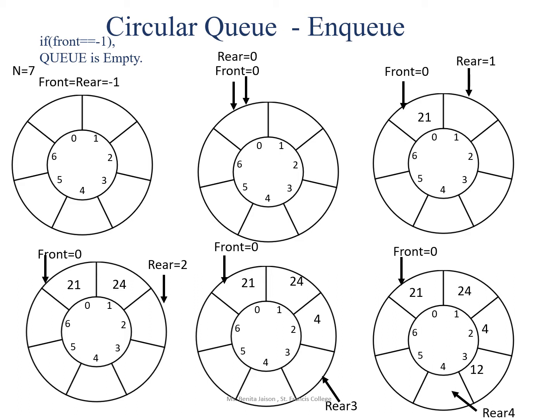Now we will see an example for enqueuing elements into a circular queue of size n equal to 7. The initial circular queue indicates that the queue is initialized with both the front and the rear pointer set to -1. On inserting the first element, both the rear and the front pointer are incremented to 0.